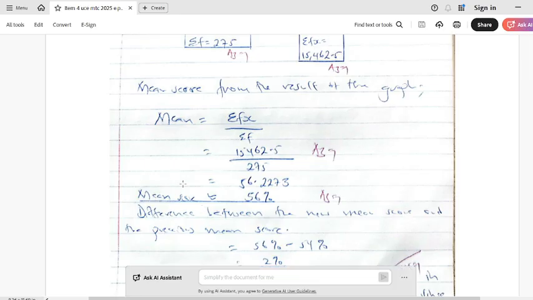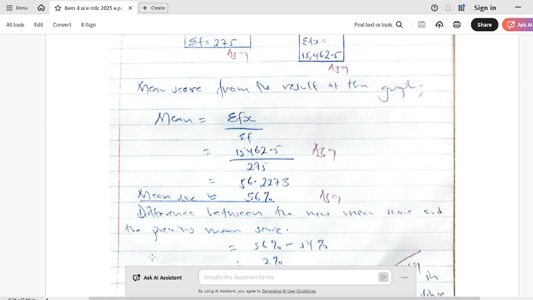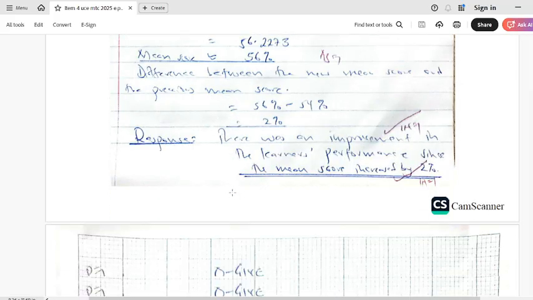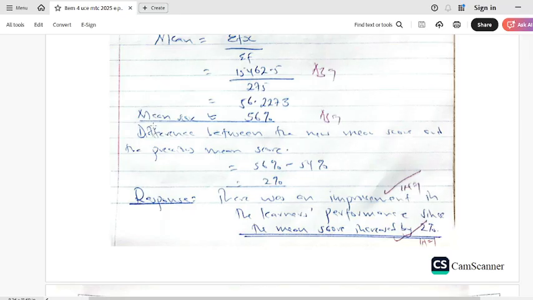Now, this is the mean score after this teacher has taught these students. So you want to compare it with the mean that was given in the question, so that we can come up with a conclusion that talks about the performance, whether it has improved or decreased. So how should we compare? I compared it by subtracting. I said the difference between the new mean score and the previous mean score.